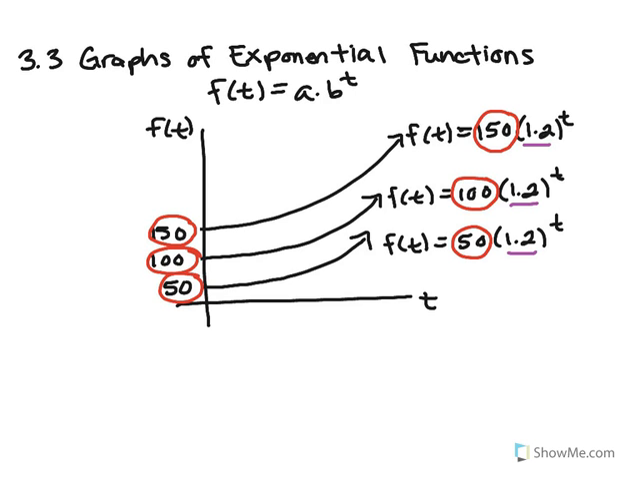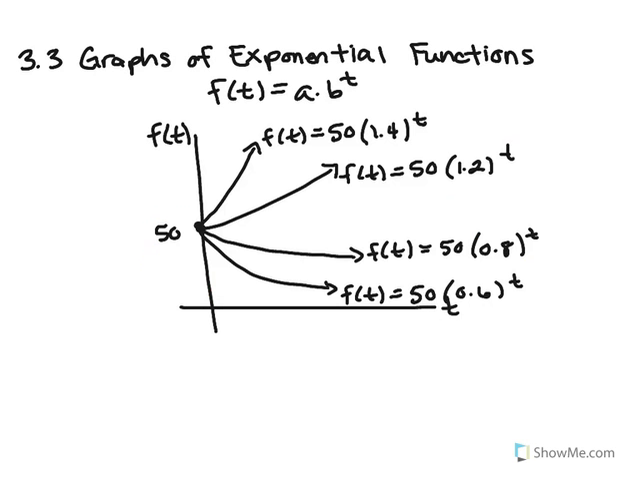So what happens when b is different? Let's take a look at that. Here we have four different functions, all of them having the same a, and notice that all of them have a y-intercept of 50. The first two functions are these going upwards: f of t equals 50 times 1.4 to the t, and 50 times 1.2 to the t. Both of these are growth factors because they're larger than 1, so both should be going upwards. And since 1.4 is larger than 1.2, its function should be increasing at a much steeper and quicker rate.